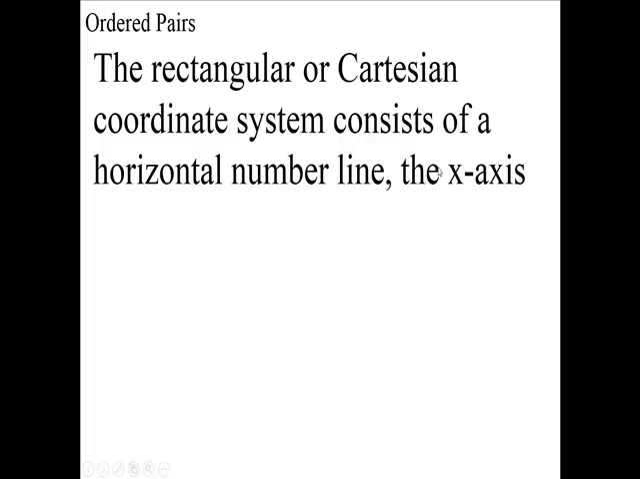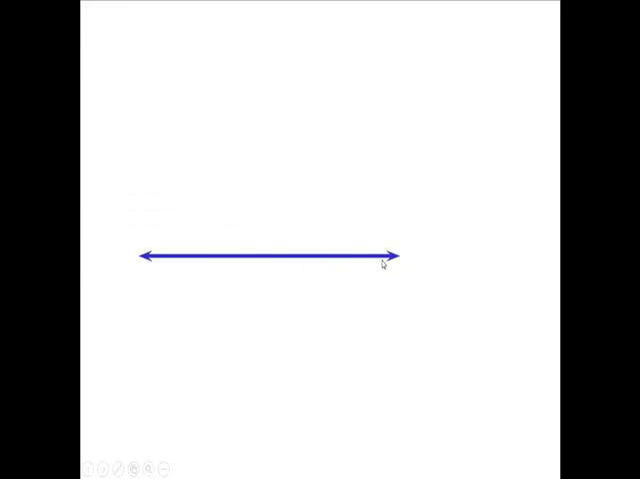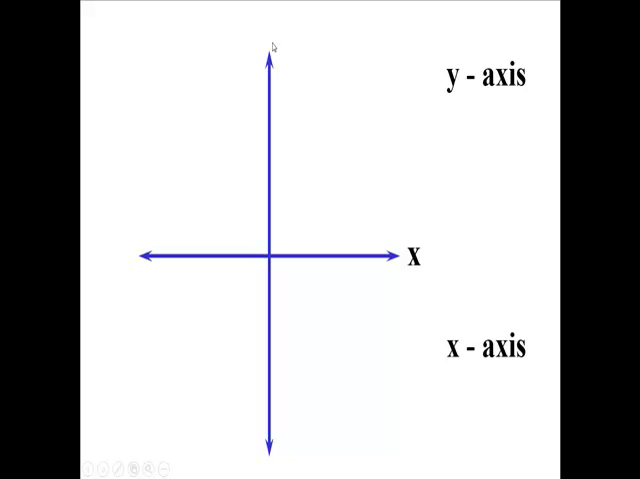We're going to label that the x-axis. So the number line going right and left is the x-axis, and then we have one going up and down, the vertical number line, which is the y-axis. So this is your x-axis, and we'll label this number line x. Once we find our 0 here, we'll draw a vertical number line through that, which we call the y-axis.